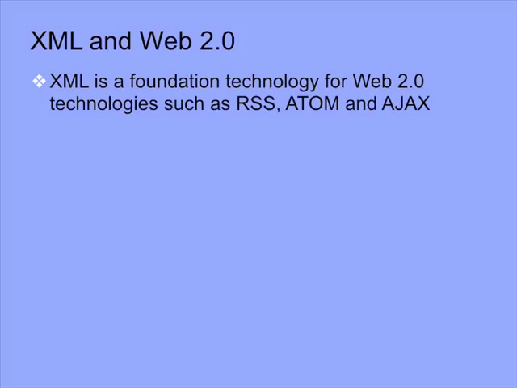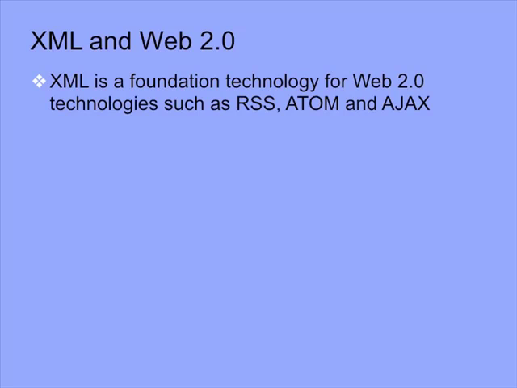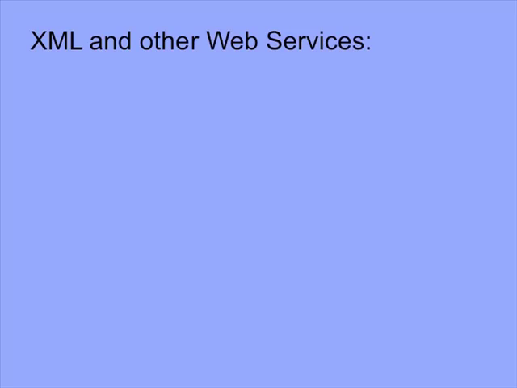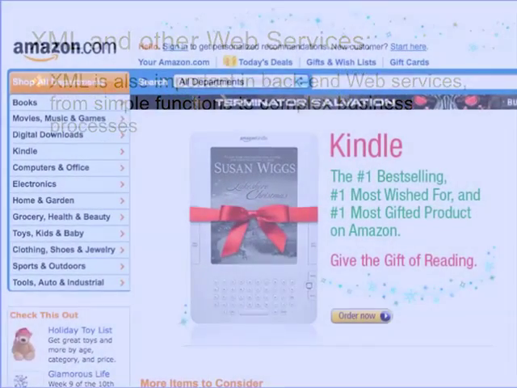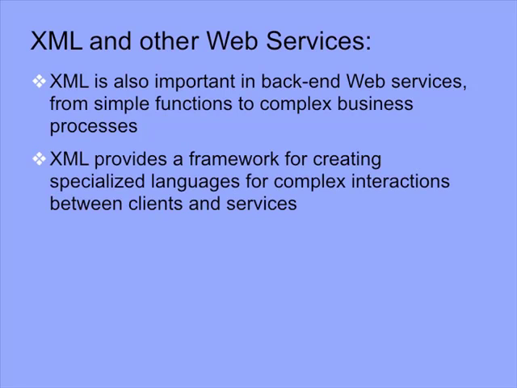XML is central to web development today as a foundation technology for many Web 2.0 technologies and techniques, including RSS, Atom, and AJAX. It provides a platform for integrating user-generated content generally associated with Web 2.0, including blogs, wikis, and forums. Besides end-user applications and services, XML is also important in web services that run behind the scenes, from simple functions to complex business processes. XML provides a framework for creating specialized languages for complex interactions between clients and services, such as SOAP and WSDL.